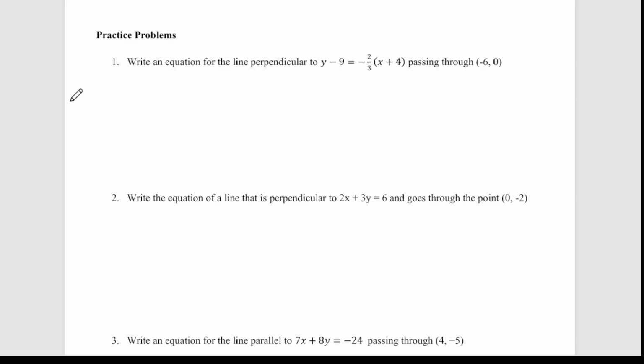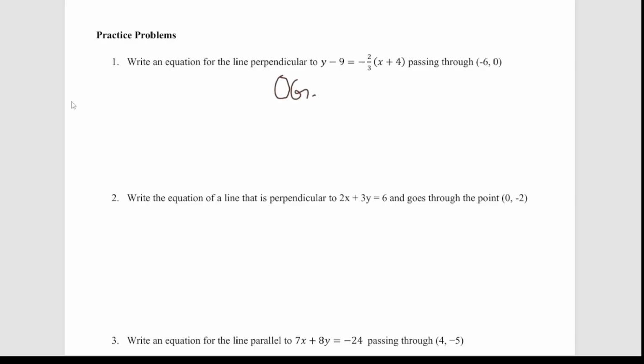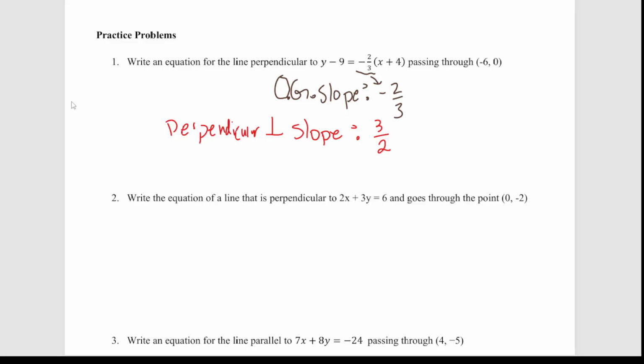So if you want to write an equation perpendicular to this line, again, you need to identify the original slope of this line, which is -2/3. So if the original slope is that, then the perpendicular slope, this is another sign for perpendicular, is going to be 3/2. Why is that? 3/2 is the opposite reciprocal. So you need to make sure to flip the fraction, so 2/3 becomes 3/2, and flip the sign. The negative becomes a positive.